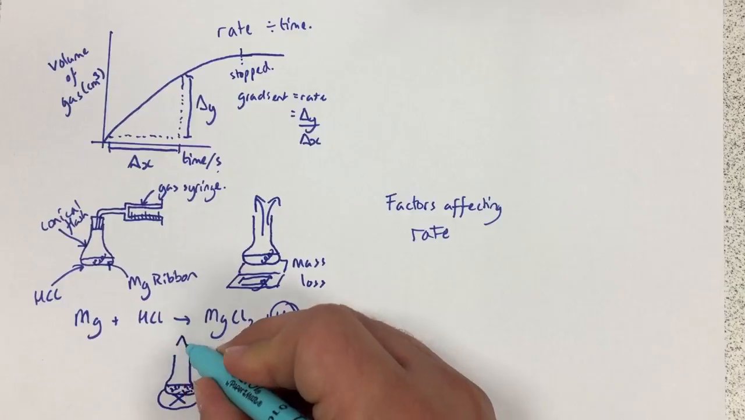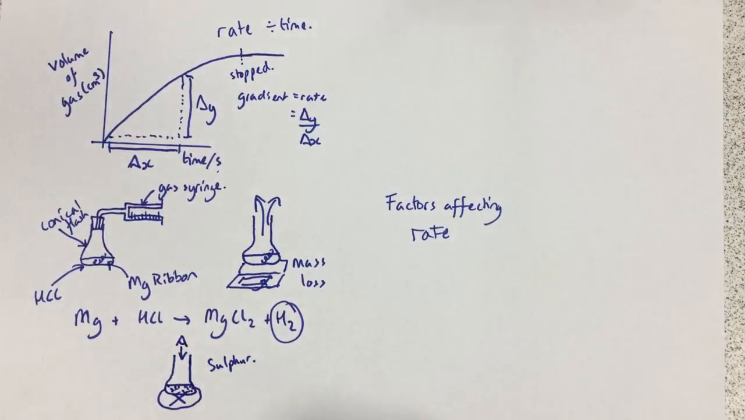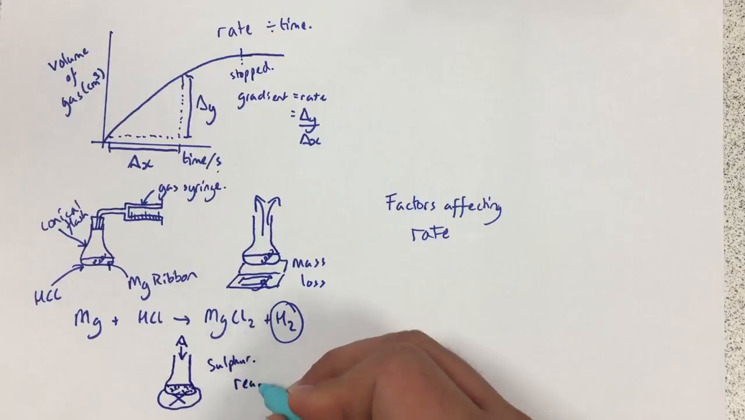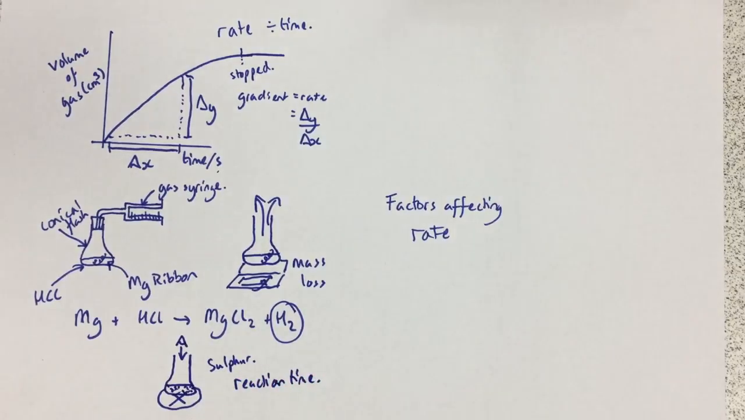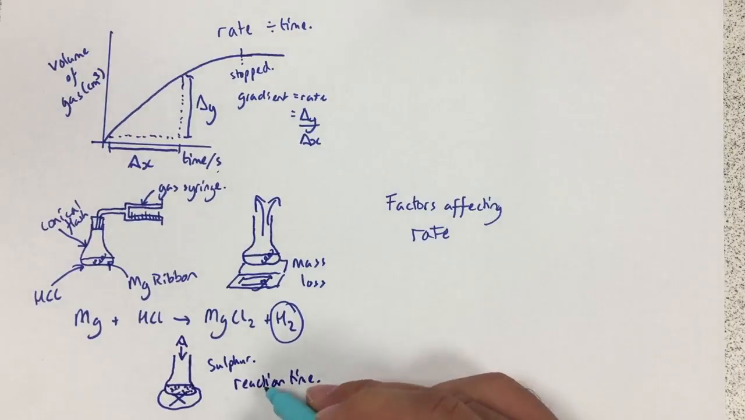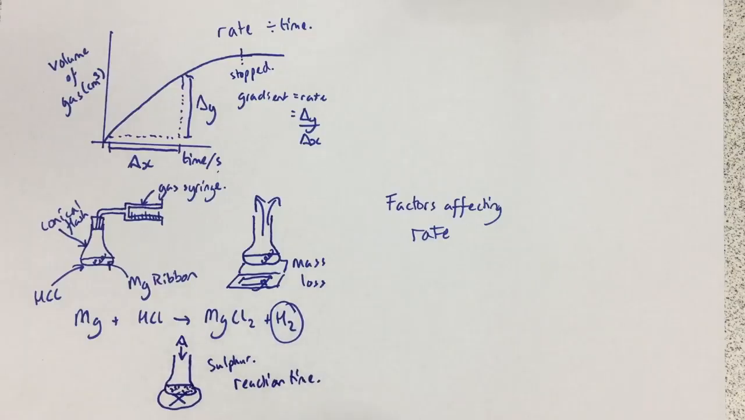So if you are looking at it from above, then the X will disappear, and what you can do is measure the reaction time for how long that takes for the cross to disappear. And it's important to understand that obviously the longer it takes, the slower the reaction is going.